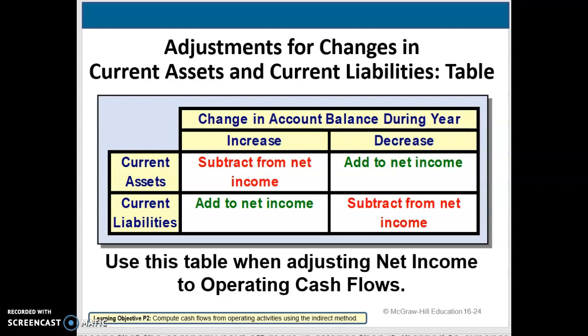And it will be the opposite if it had decreased. So this slide is going to be a good one to use as you're going through and looking at those changes in current assets and the changes in current liabilities, and knowing whether we're going to add or subtract it.